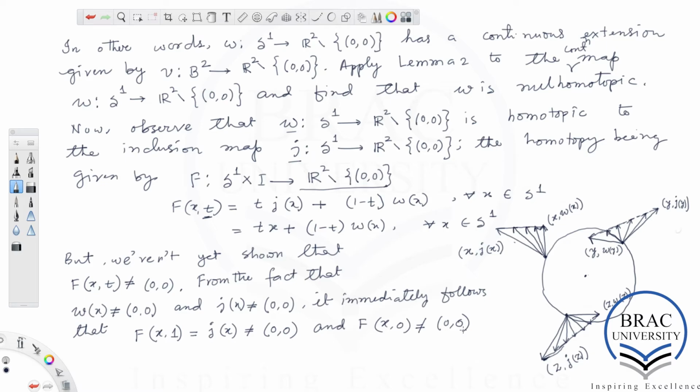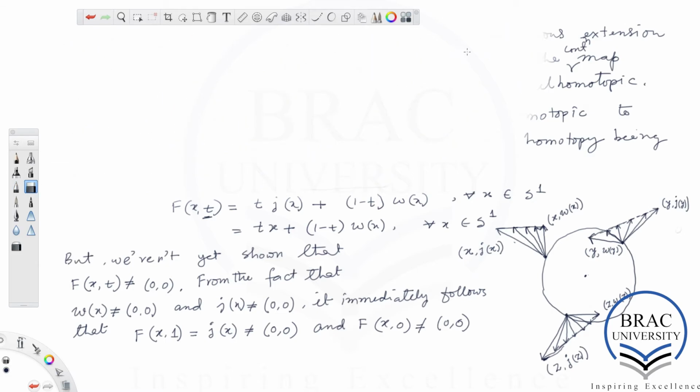So we are done with the two extremes. Now we have to take t. So we have to take intermediate values of t in the unit interval. Okay, so we are done with the two ends of the unit interval. So I need some space. Let me erase this.